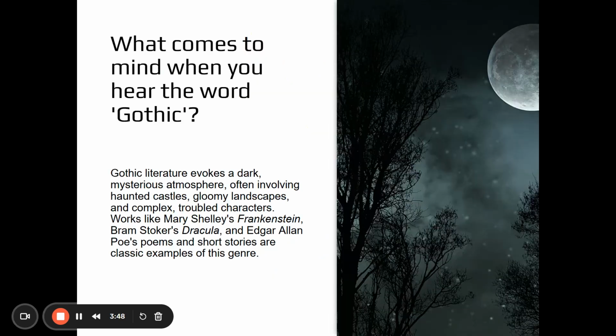So, what comes to mind when you hear the word Gothic? Gothic literature evokes a dark, mysterious atmosphere, often involving haunted castles, gloomy landscapes, and complex, troubled characters. Works like Mary Shelley's Frankenstein, Bram Stoker's Dracula, and Edgar Allan Poe's poems and short stories are classic examples of this genre, as is, obviously, Jekyll and Hyde, which is what we're looking at in this scheme of work.